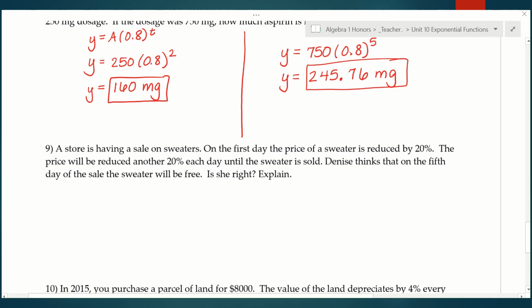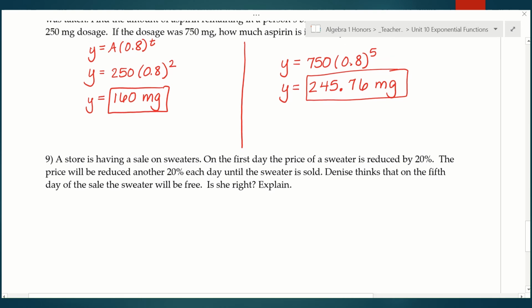Number 9. A store is having a sale on sweaters. On the first day, the price of a sweater is reduced by 20%. The price will be reduced another 20% each day until the sweater is sold. Denise thinks that on the 5th day of the sale, the sweater will be free. Is she right? Explain. Okay, so this is always an interesting concept. I'm hoping that you're thinking no, because no is the correct answer here.